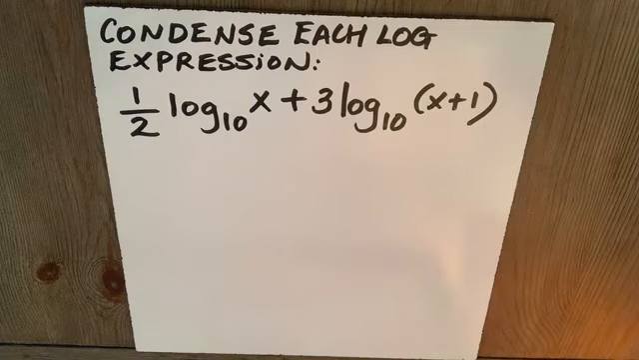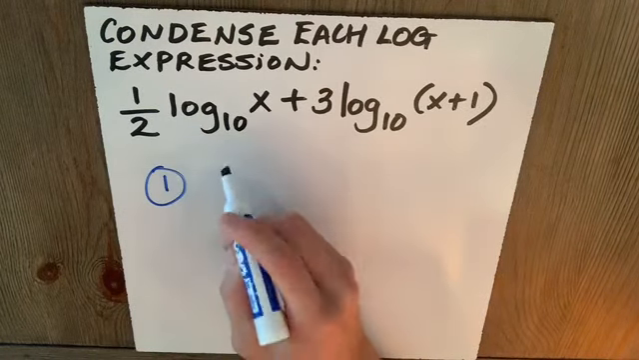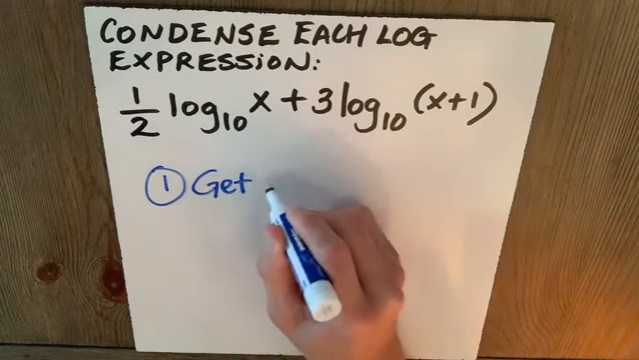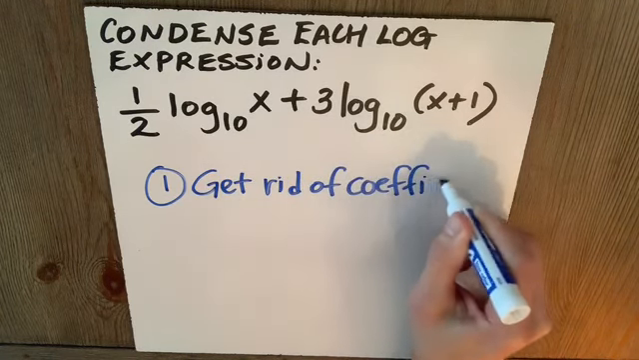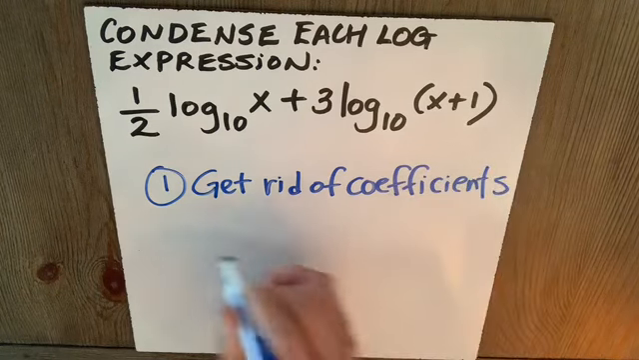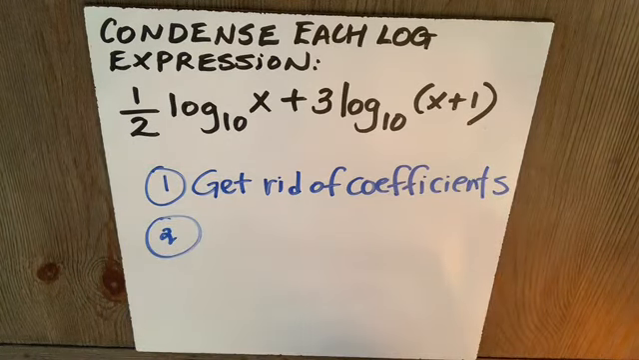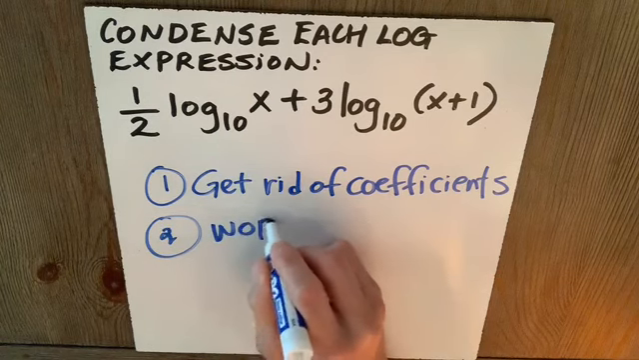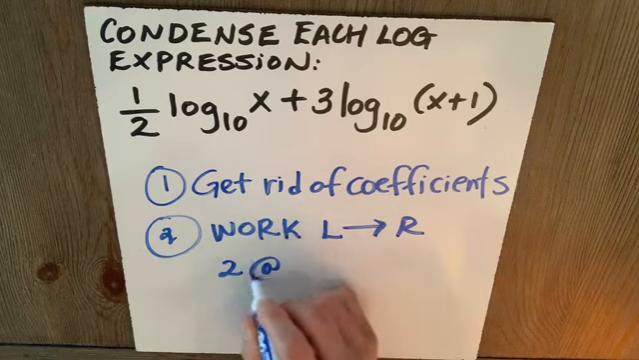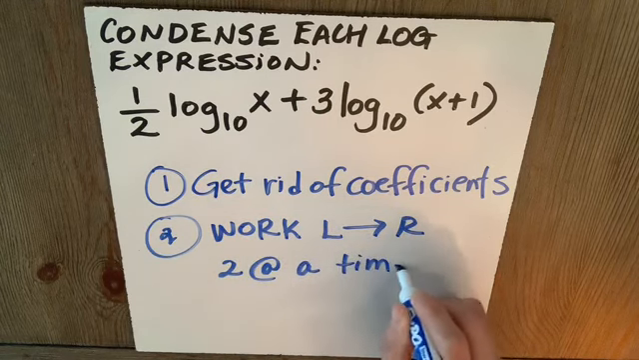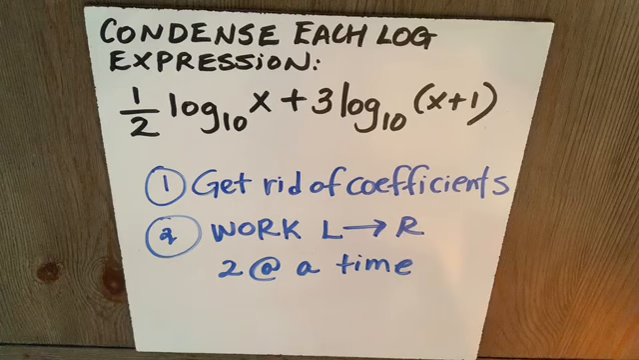And there's two things I always think of. Number one is I think of get rid of coefficients. That's the first thing I do. And second, and equally as important, is I work left to right, two at a time. And if you follow those two simple directions, you'll get every single condensing of log problem right, and eventually you'll get all of solving log equations correct as well.